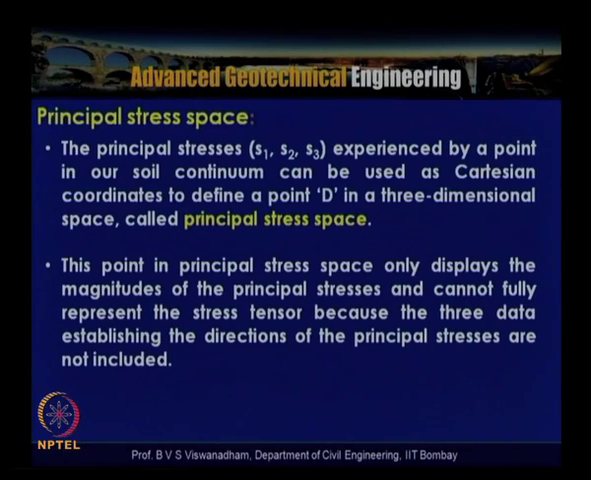Now let us introduce ourselves to principal stress space. The principal stresses sigma 1, sigma 2, sigma 3 experienced by a point in our soil continuum can be used as Cartesian coordinates to define a point D in a three dimensional space, which is called principal stress space. Sigma 1 is the major principal stress, sigma 3 is the minor principal stress, and sigma 2 is the intermediate principal stress.